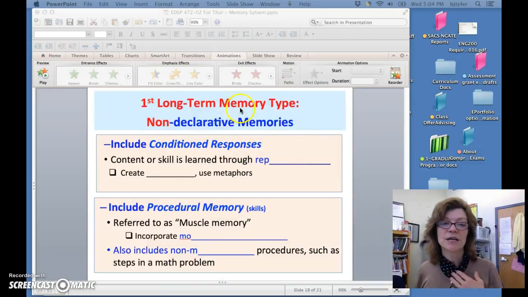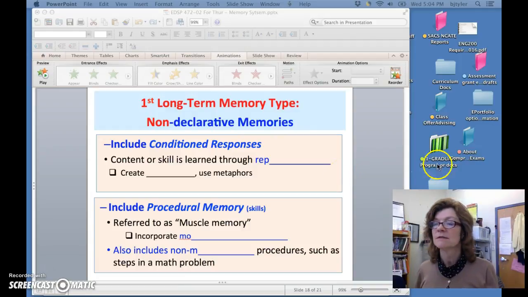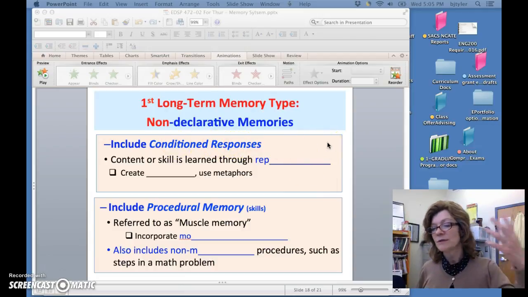All right, so the first type of long-term memory was non-declarative, so a little bit more about that. This is content or skill that is learned through repetition. So as a teacher, a strategy you could use is to create songs for kids and use metaphors to help them remember the information. Those are conditioned responses. You hear that tune and the words, if you will, the information just comes out.